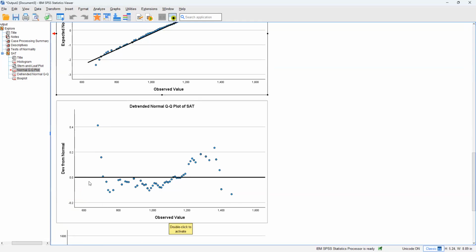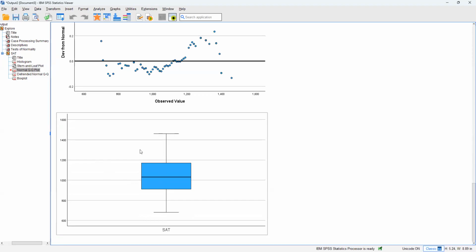Okay, so again, we want the observations to remain as close to the horizontal line as we can. Here it looks like there's a little more departure, but again, our test said no, we have a normal distribution. The last output we get is a box plot.